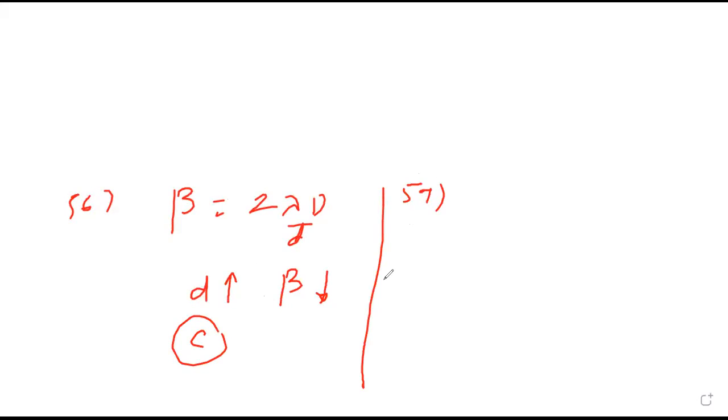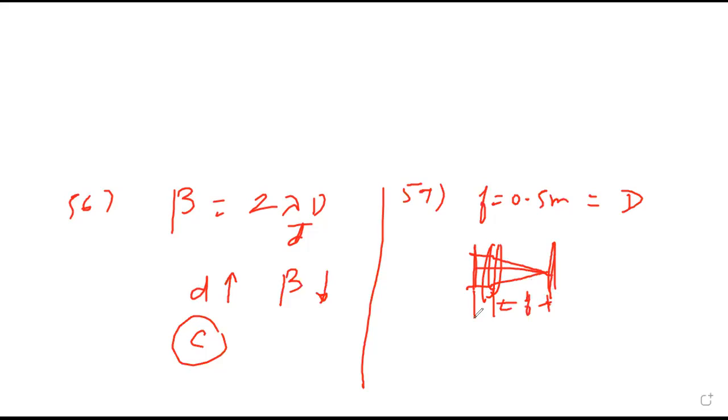57. A slit of width a is placed in front of a lens of focal length 0.5 meter. The focal length is approximately the distance between the slit and the screen. Like this is a convex lens, this is the slit, this is the screen. So when the ray passes from the convex lens, it will meet at this screen. So this capital D and the focal length, both are taken the same in case of diffraction.